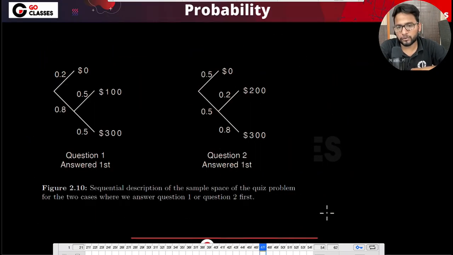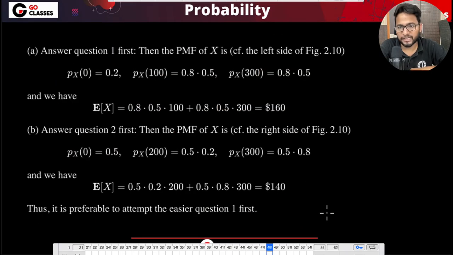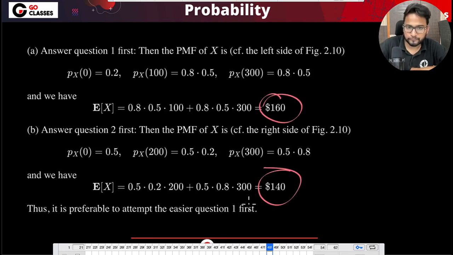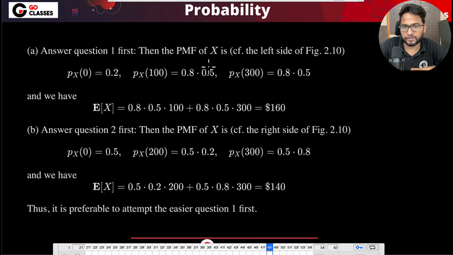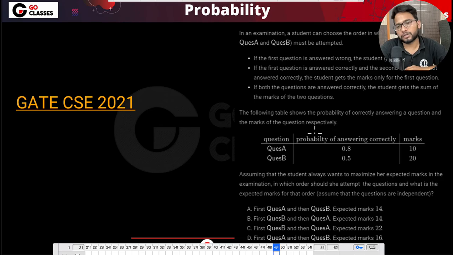Now, let's just do one similar question that has been asked in GATE. See, for this question, 160 and 140. So it is preferable to attempt this question one first. Preferable to attempt the easier question one first. Okay. So there is a similar question that has been asked in GATE 2021. Let's just solve this question also.